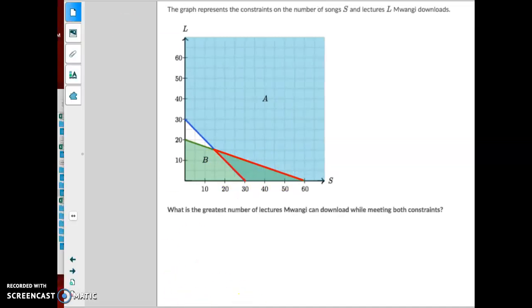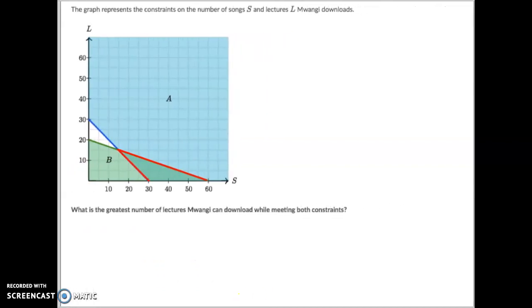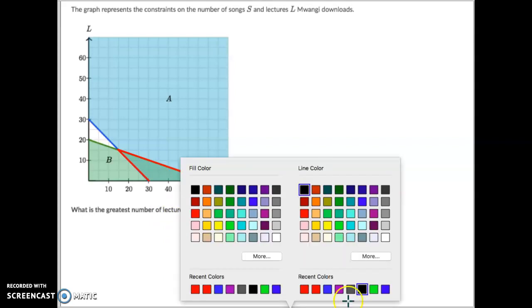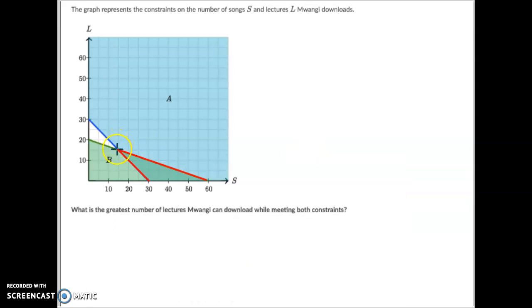Alrighty. So the question was, what's the maximum number of lectures we could have while still meeting those constraints? Well, I'm going to put a nice little purple dot. That looks like a fun color. This is the most lectures. Boom, right there. That is the most lectures we can have while still meeting these two constraints. And how many lectures is that? L stands for lectures. That would be 15 lectures. So our answer to this one would be 15 lectures.